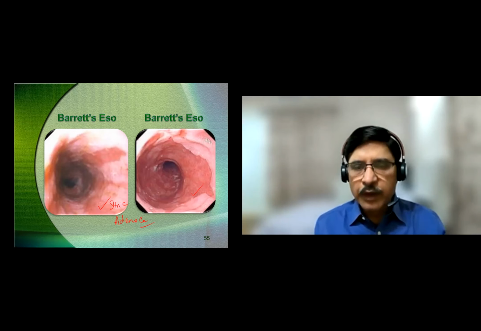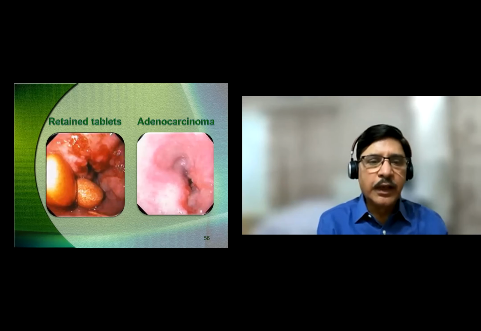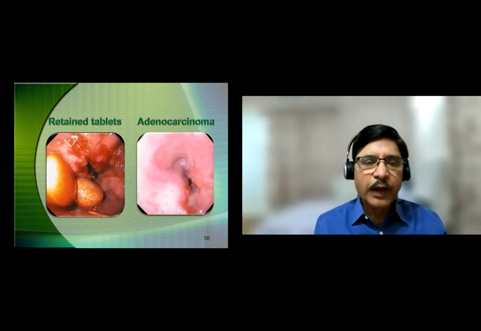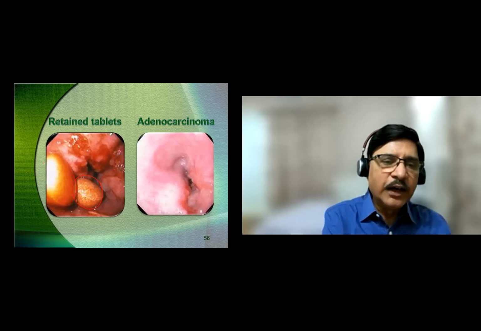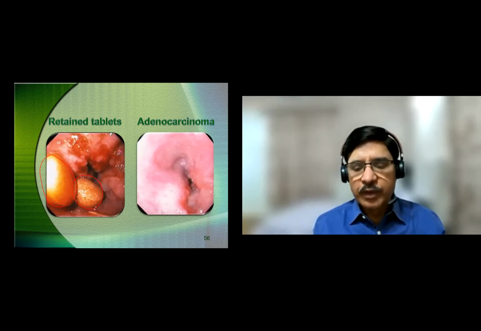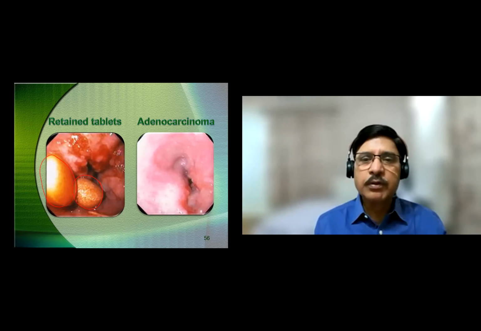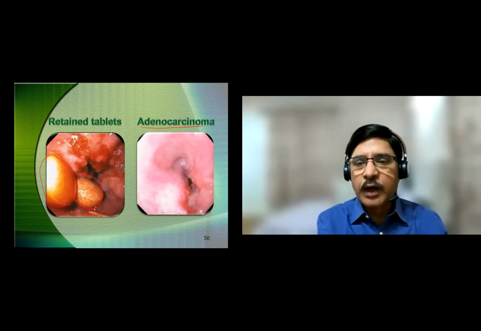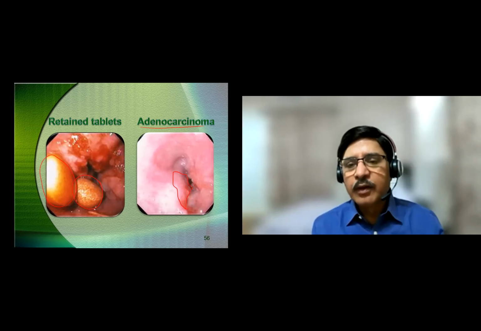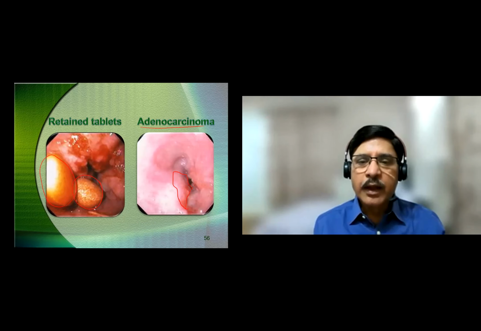Now you see there is a retained tablet in the esophagus due to narrowing. The tablets are retained and the patient is not able to push it into the stomach. And it's very common with chronic stricture of the esophagus. Adenocarcinoma, you see, this is the adenocarcinoma of the esophagus, a complication of chronic GERD.